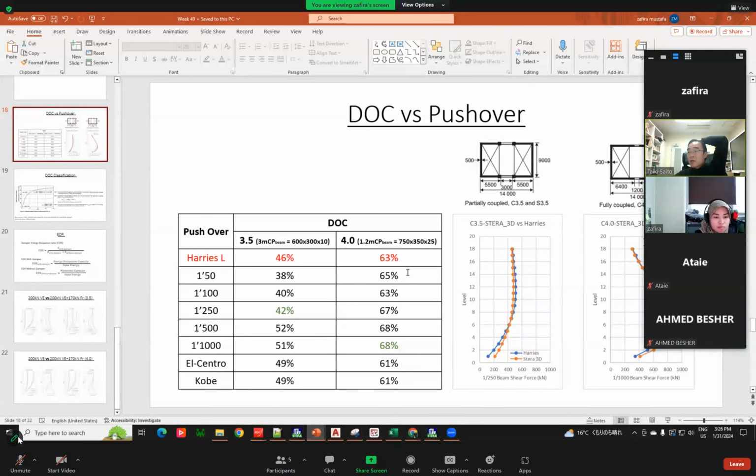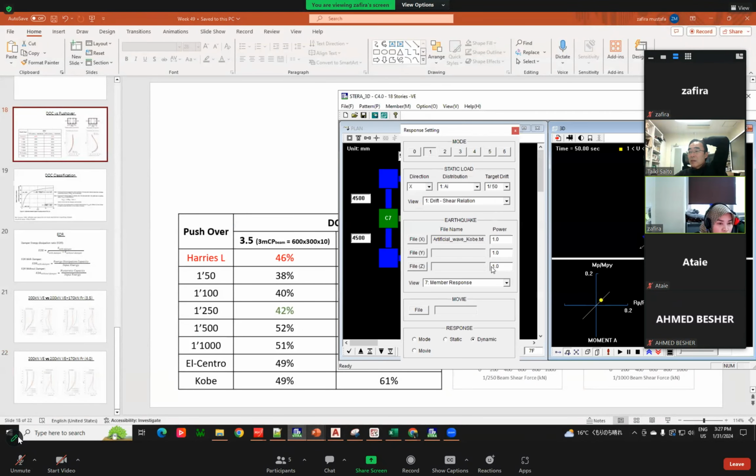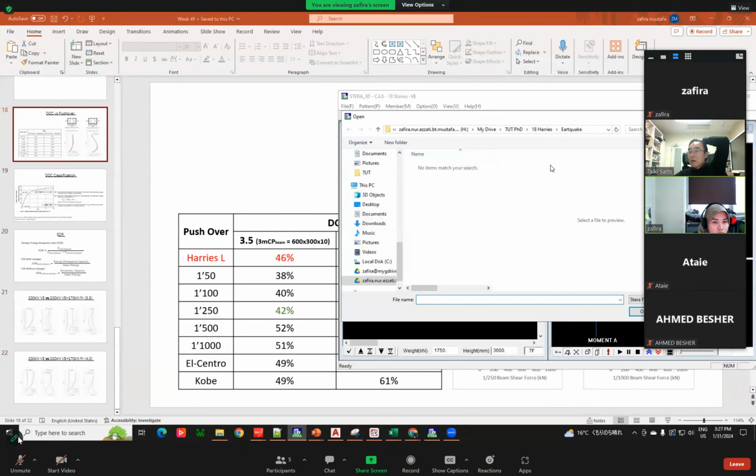Why, in case of short beam, doesn't the degree of coupling change? I mean, the beam is yielding in case of the short beam. I can try to open this. 4.0 and still be.